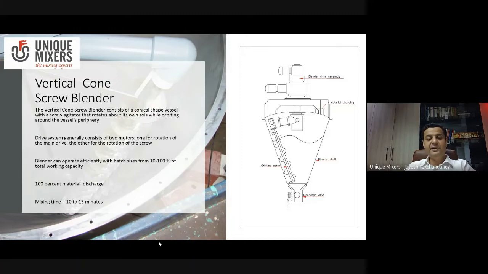The drive system generally consists of two motors, one for rotation of the main drive and the other one for the rotation of the screw. The advantage of this kind of equipment is that it can operate with batches as low as 10% of the volume up to 100% of the capacity, just because it's a vertical configuration. Another advantage is 100% material discharge, and the mixing times are around 10 to 15 minutes.